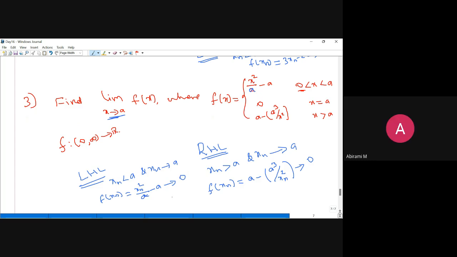So both the right hand limit and the left hand limit exist, and both are equal to 0. Therefore, the limit of the given function at the point x equal to a is 0. Got it? Yes, sir.